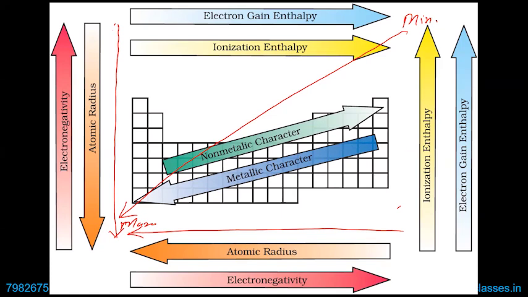That's why fluorine has the minimum radius, the smallest one. Remember, in these trends, we are not talking about noble gases. Group 18 is excluded due to the fully filled shell. Their properties are altogether different from other elements of the periodic table.